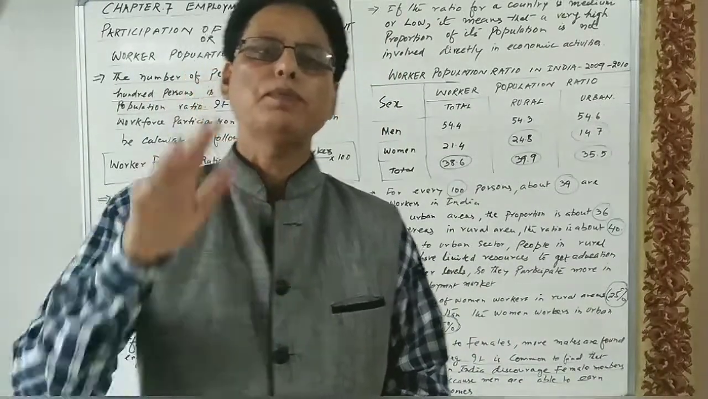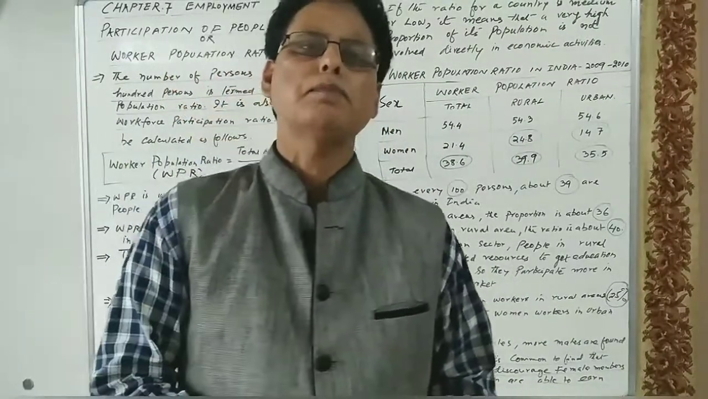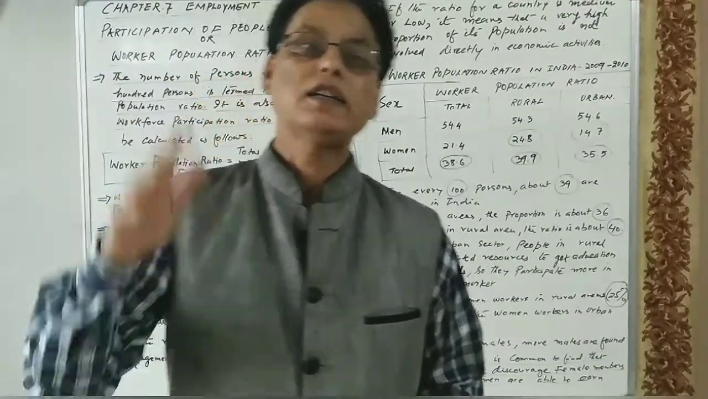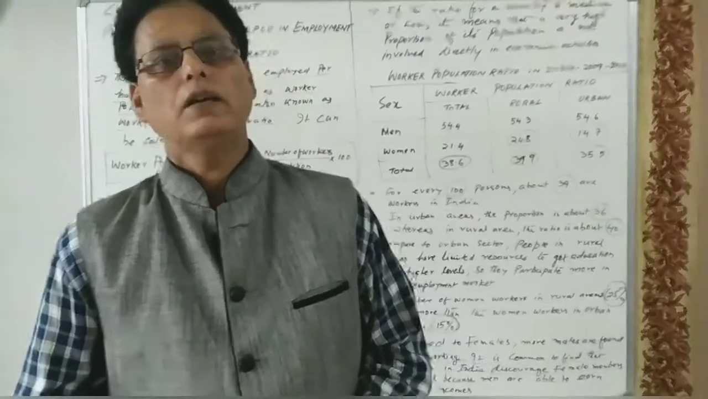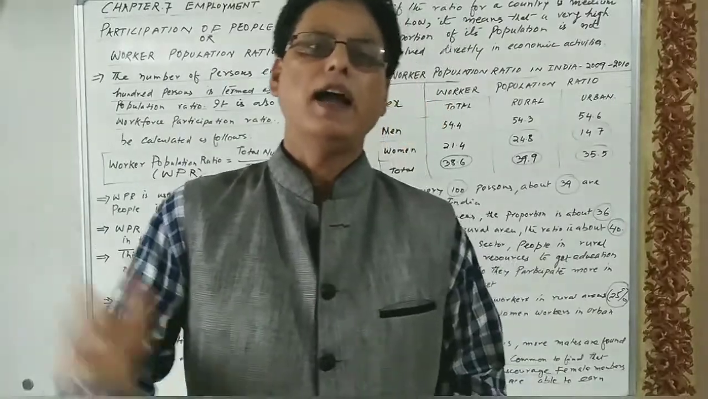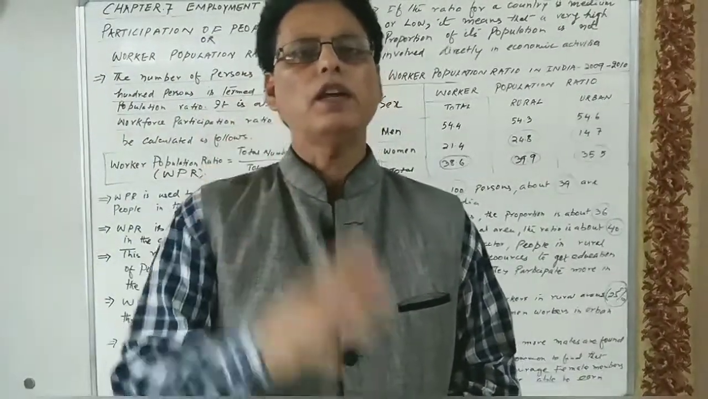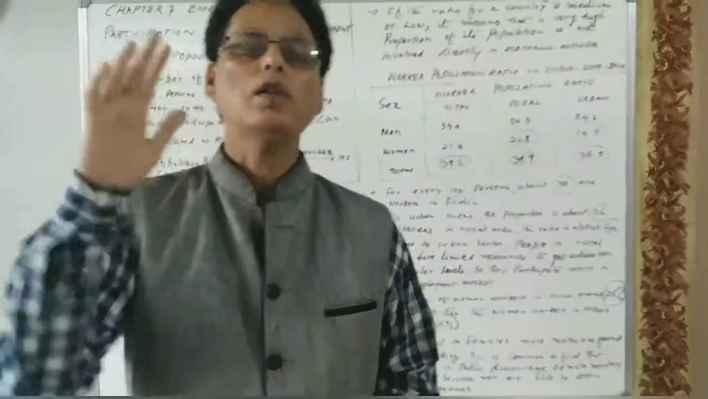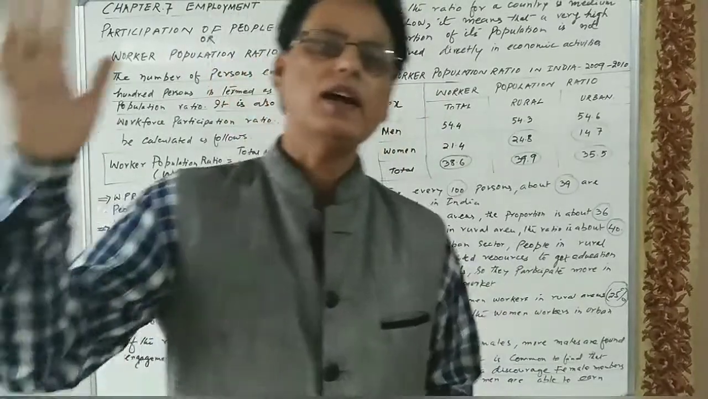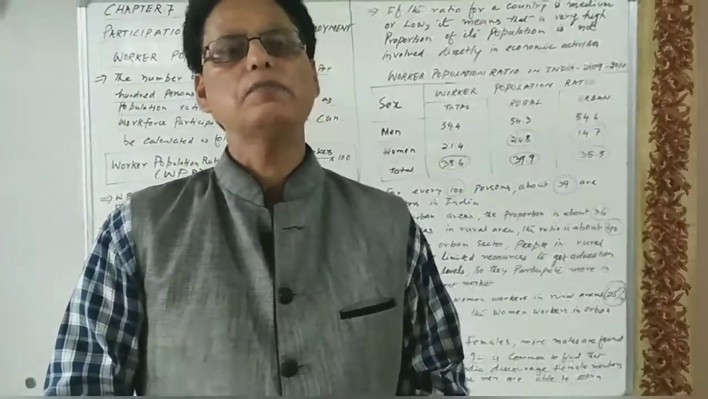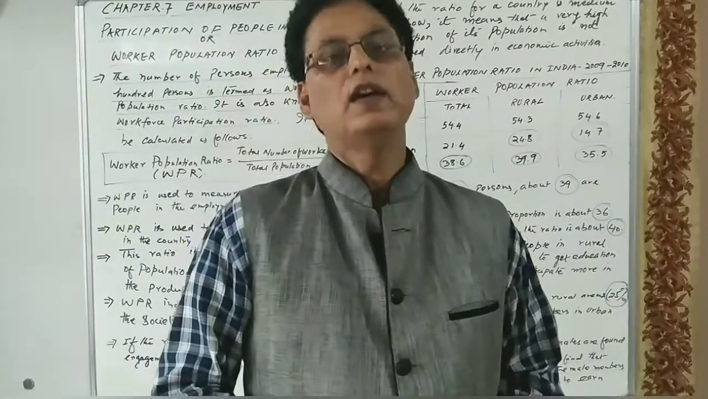If the worker population ratio is high, it means a large number of the population of the country are actively participating in the production of goods and services. And in a country where the worker population ratio is low or medium, that shows a large number of the population are depending on others. It means a large number of the population are not participating in economic activities.